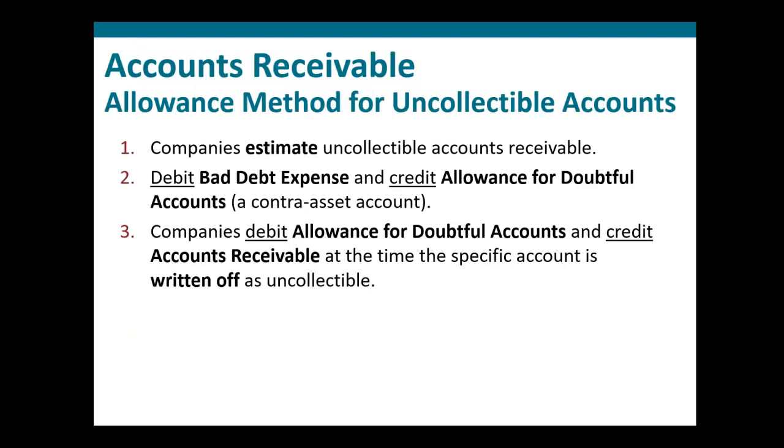The allowance method. We're going to introduce a new contra account. This is a contra asset account called allowance for doubtful accounts. You know that a contra asset account lives in the asset section of the balance sheet. It has a credit balance and it offsets some asset, and this one offsets accounts receivable. So accounts receivable would come first. The next account would be allowance for doubtful accounts, and the difference between those two would be the cash realizable value of accounts receivable.